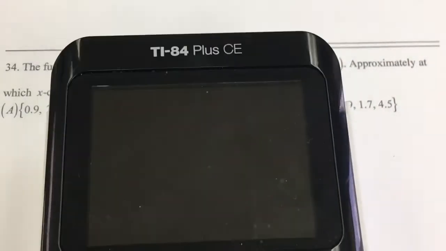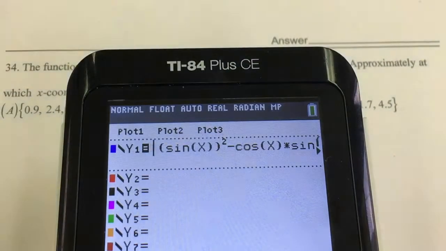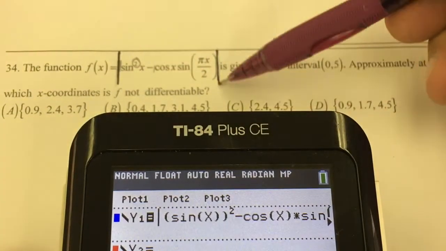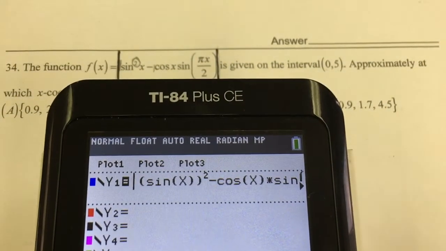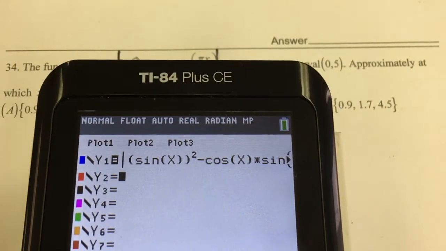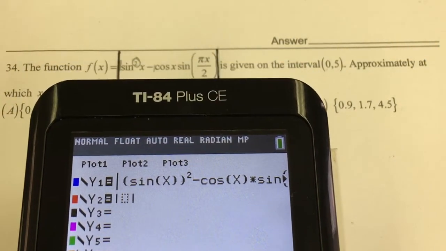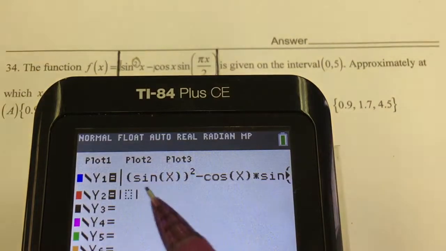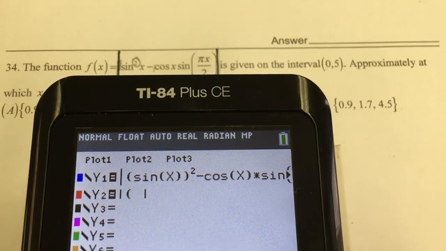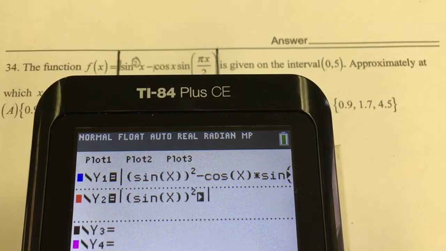Number 34 wants to find out where this function, in the interval from 0 to 5, is not differentiable. So that means the graph of this function. And recall, it says absolute value. That's the key factor here. So in order to graph it, you would have to hit alpha window to get the absolute value started. And then in order to get it to be sine squared, which is kind of difficult, notice what I did. I bracketed it up with sine x, and then I closed that, and then closed the parentheses again, and squared the whole thing.